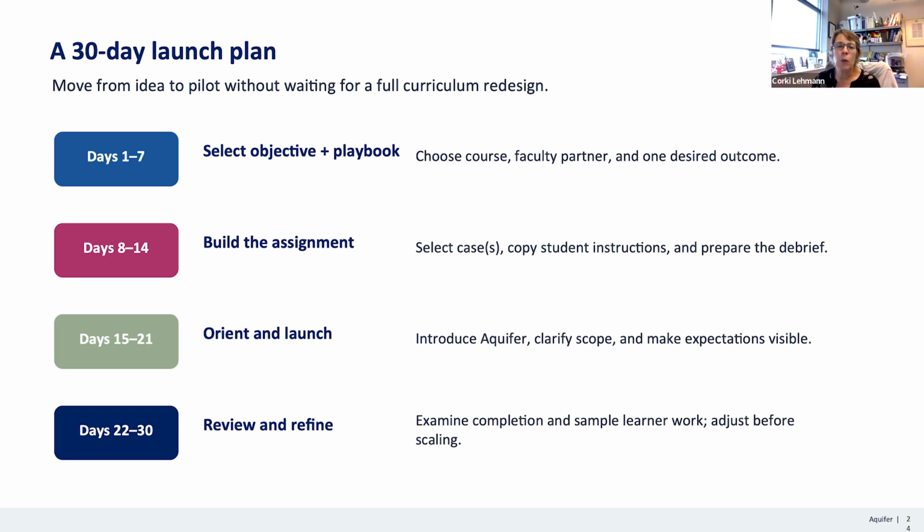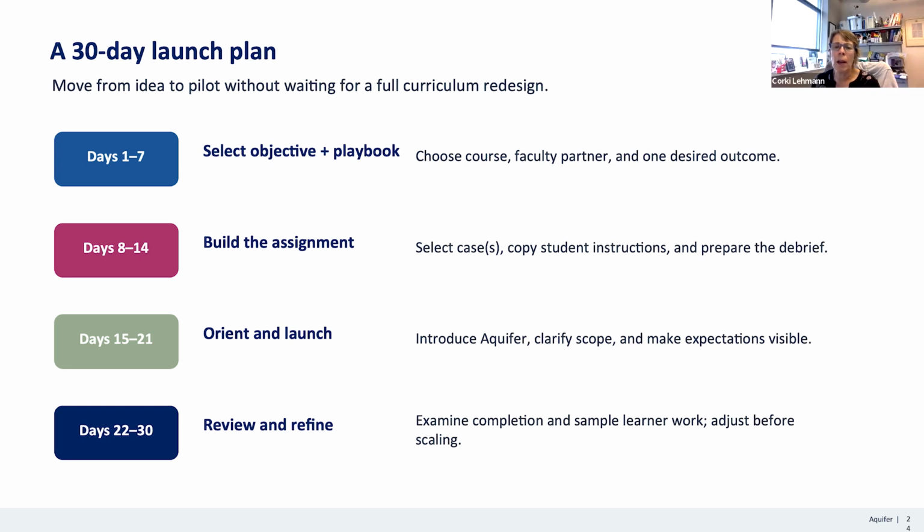So first week, think about what it is. What's your objective? What is it that you want to do? What's that gap you need to fill? Figure out what course you could do that in. Who's your faculty partner? And redefine with them, what's our desired outcome? In that next week, select the case, check it out, get your student instructions ready. Think about how you want it to unfold and prepare the debrief if you need to, if it's not part of one of the Aquifer modules already.